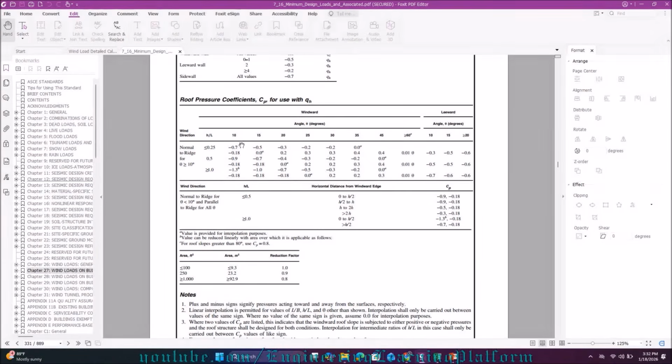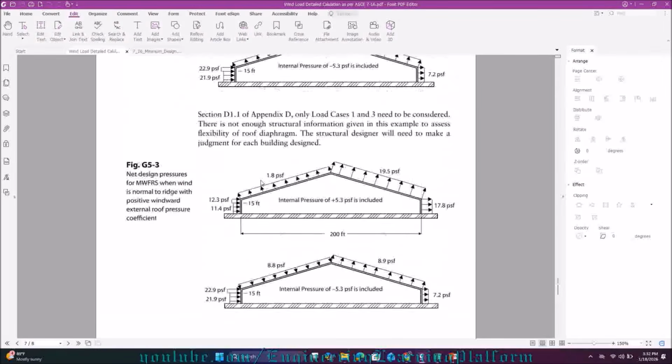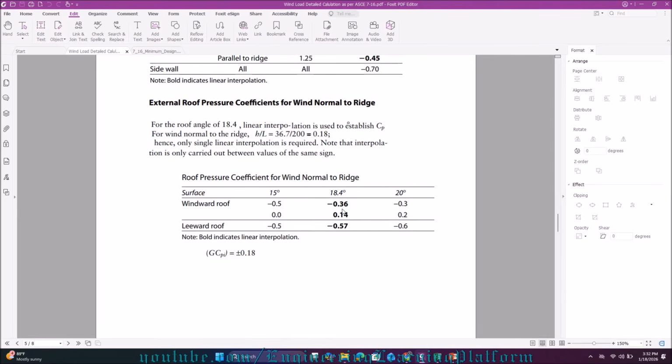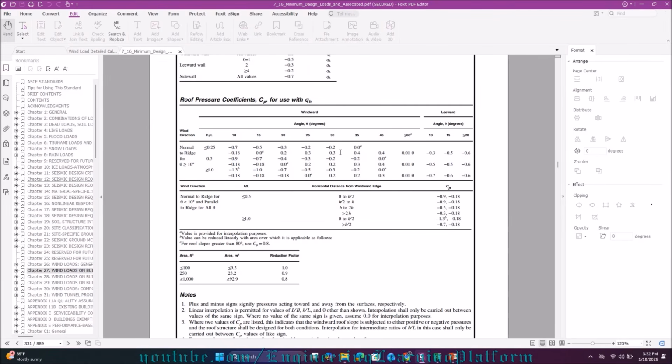Now let's see as far as our theta is concerned. It comes out between 15 and 20 degree, so we will interpolate its value for theta, because our theta is 18.4 degree. Therefore you can see for the windward roof we have interpolated its value. Similarly for the leeward side we will again interpolate its value.